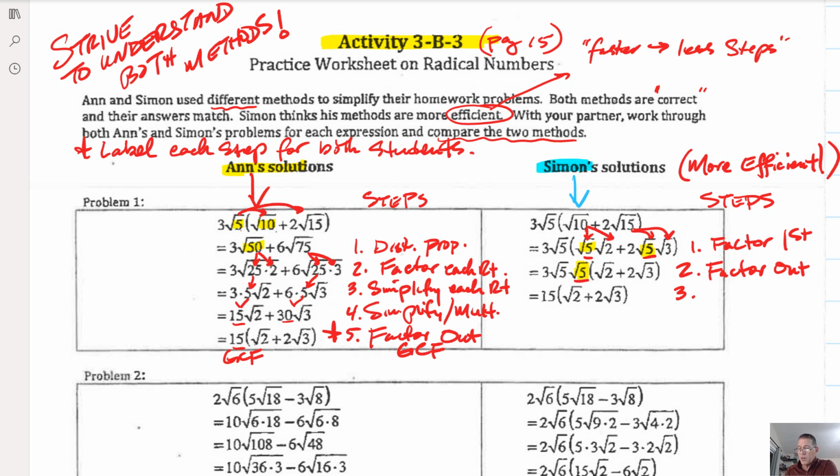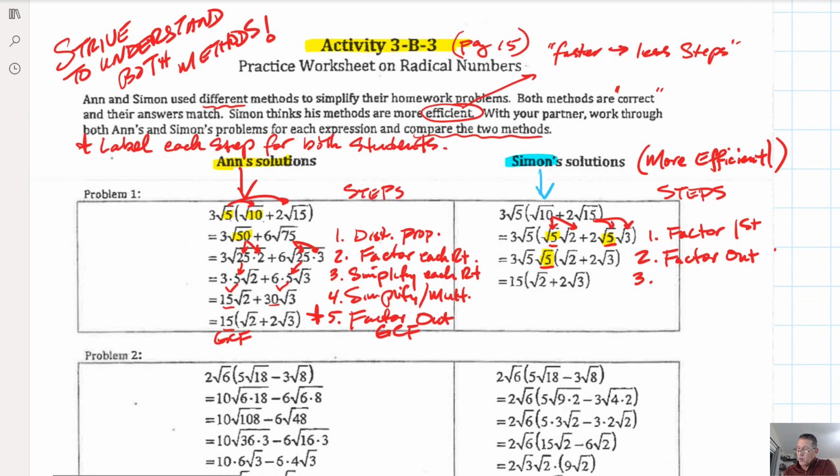Factor out GCF. Again, I told you guys that this technique is used a lot. And then after that, what do you do? Well, root 5 times root 5 is 5, times 3 is 15. So what he did was he simplified. See these two right here? You can multiply those together. So root 5 times root 5 is 5. 5 times 3 is 15, and that's how they got the 15.